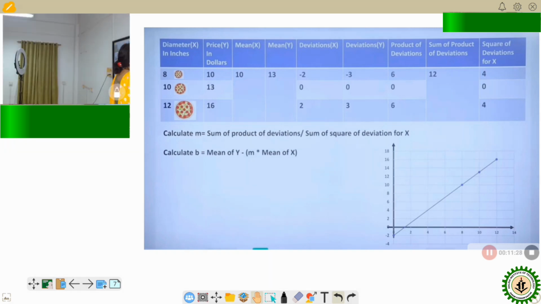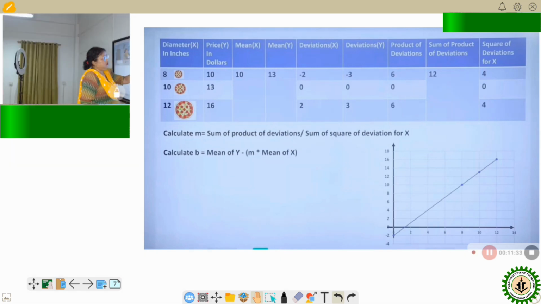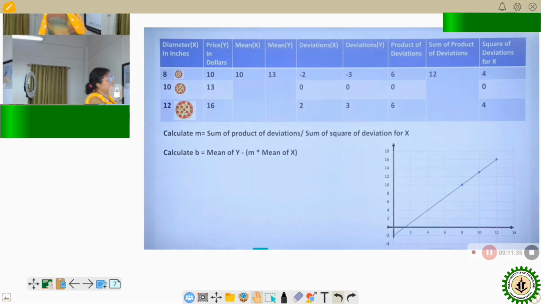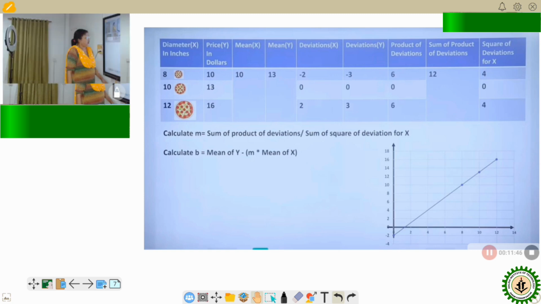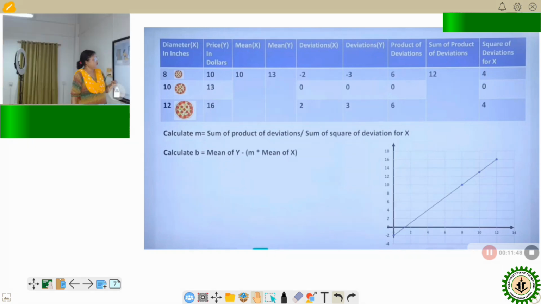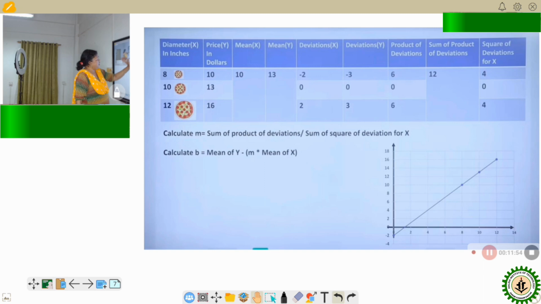Square of deviation for x: minus 2 to the power 2 equals 4, 0 to the power 2 equals 0, and 2 square equals 4. Okay, we can calculate this way. And here we just have the x and y, but we do not know the slope and the intercept point.